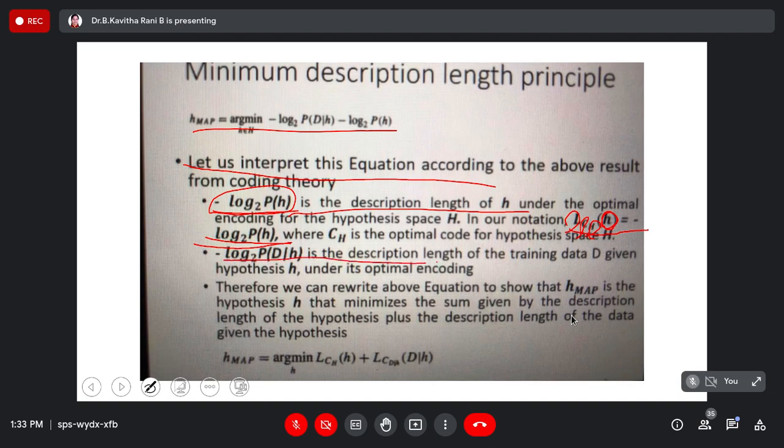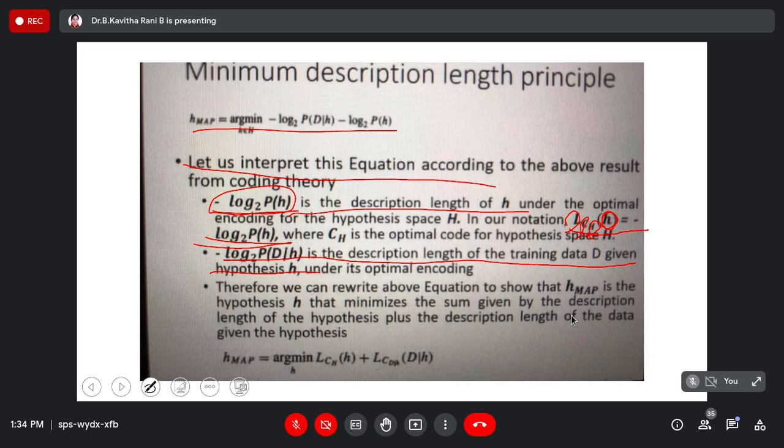This is the description length of the training data D given hypothesis h under its optimal encoding. So now what we are doing, taking the encoding technique C for the entire hypothesis space H, we are applying the log concept. So we are transforming Bayes theorem into the MAP hypothesis, and again the MAP hypothesis we are transforming into minimum description length. So this is our context.